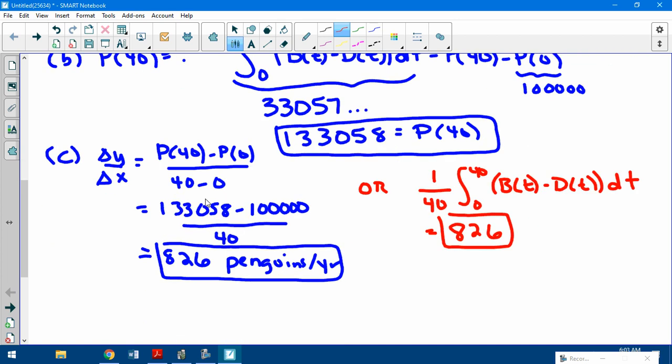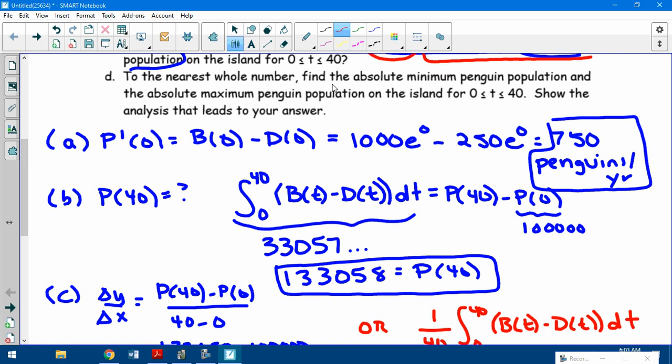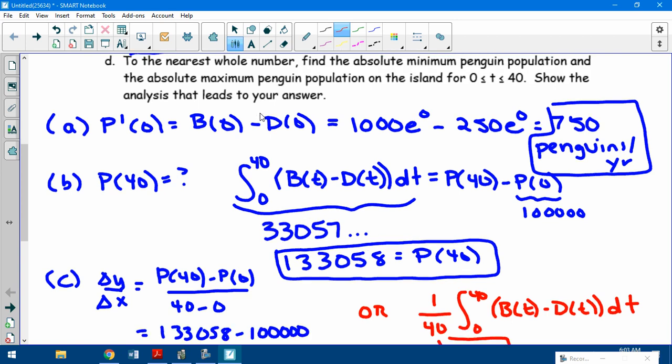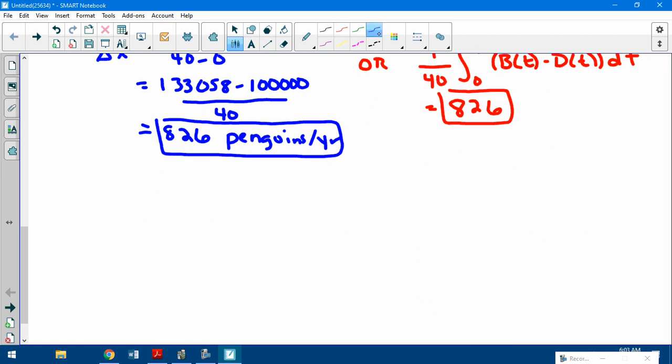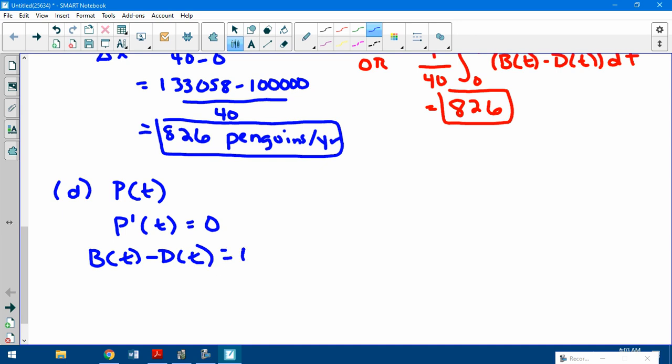Okay, two options. Last one. So nearest whole number, find the absolute minimum penguin population and absolute maximum penguin population between 0 and 40. Show analysis that leads to your answer. Okay, when I want absolute max and absolute min of the quantity I have an equation for, I start with the equation. I want the absolute max and min of p of t. I got to find the critical values. So you set p prime of t equal to 0. But again, p prime is just b of t minus d of t. I want to know where that's equal to 0.